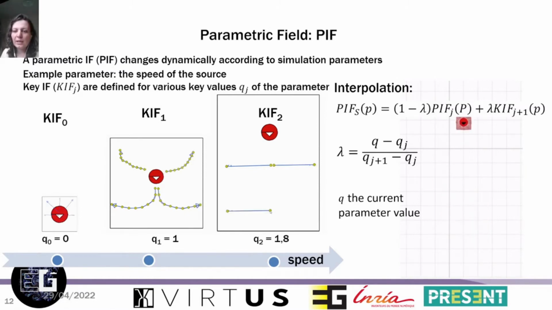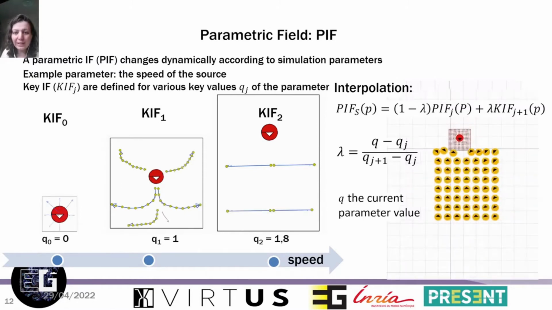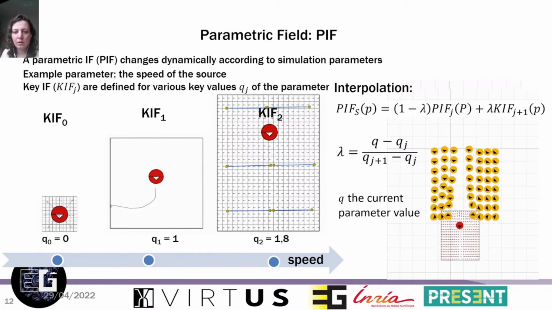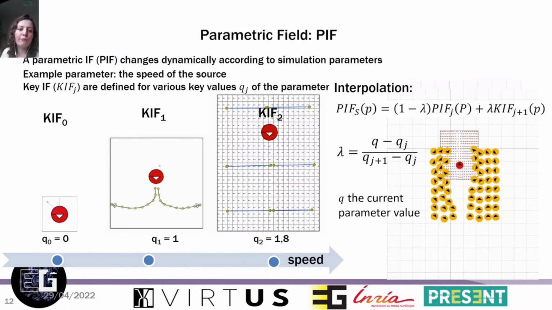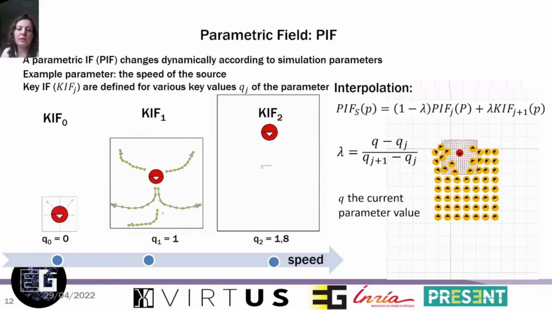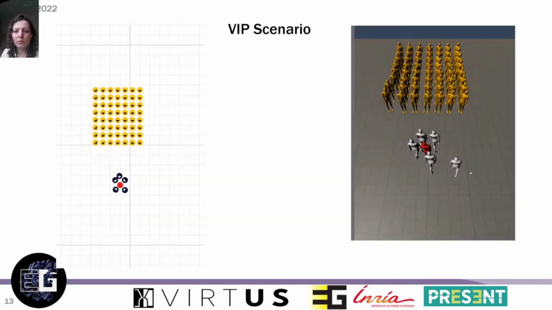Then we can get the field for each value of the parameter, the speed of the source, by interpolation between those three key fields. Here, the speed of the source is only an example of parameters that we could use. It could be the size of an obstacle or the mindset of the source, for example, if it's calm or nervous.